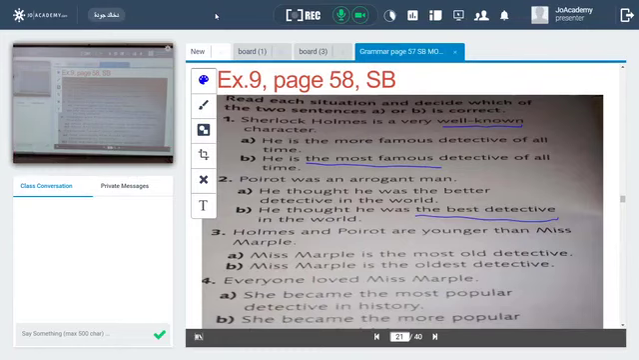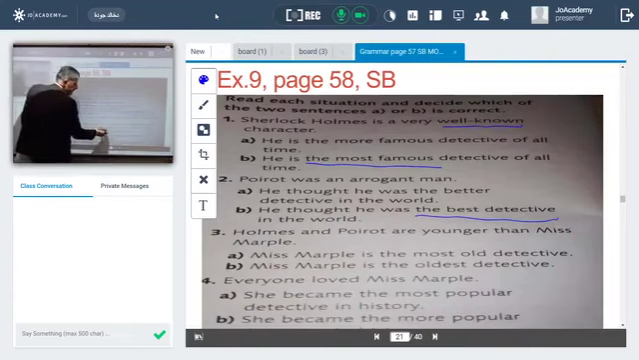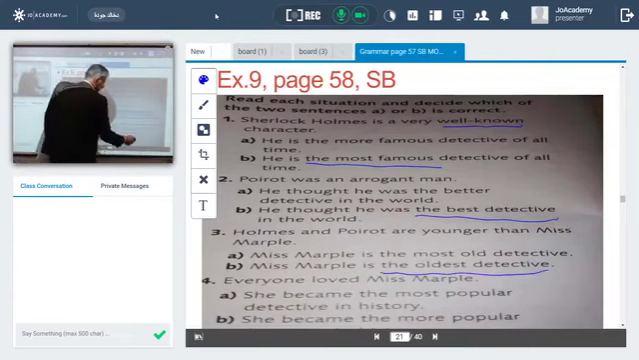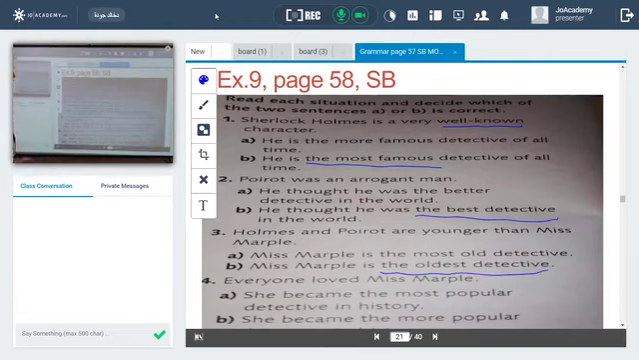Okay, number 3, Holmes and Perrot are younger than Miss Marple. Both of them are younger than Miss Marple. Miss Marple is the most old detective, or Miss Marple is the oldest detective. What do we use? The most old, or the oldest? Of course, we'll use the oldest. She is the oldest detective. We don't say the most old.